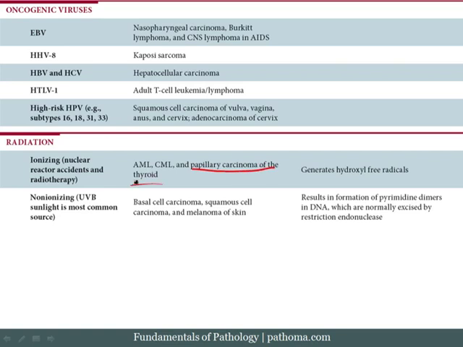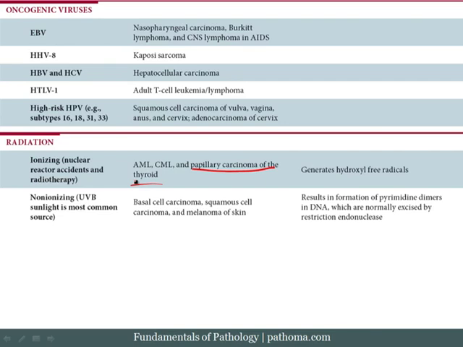For example, children that were exposed to the Chernobyl nuclear accident, there was an increased rate of development of papillary carcinoma of the thyroid among those kids. Also, there was an increased risk of development of AML, and also an increased risk in patients exposed to development of CML. So AML, CML, and papillary carcinoma of the thyroid are the three cancers that are associated with ionizing radiation.